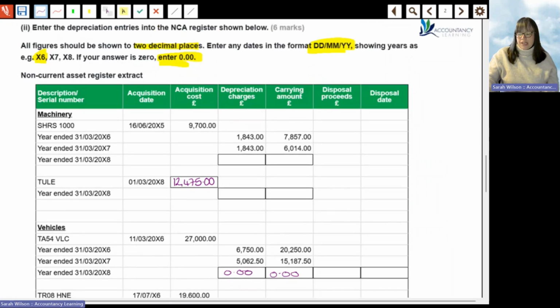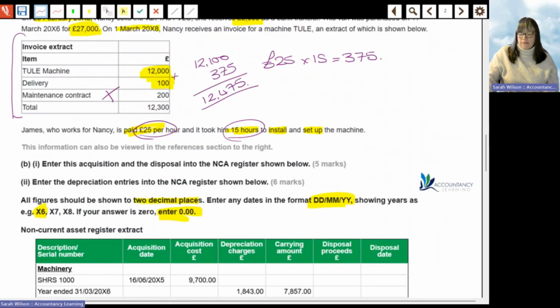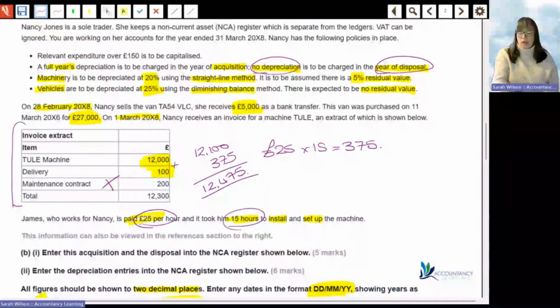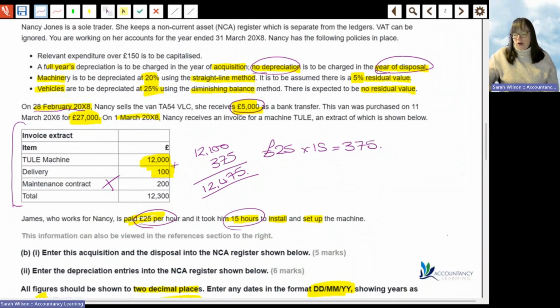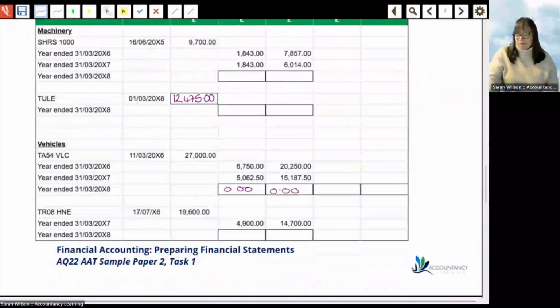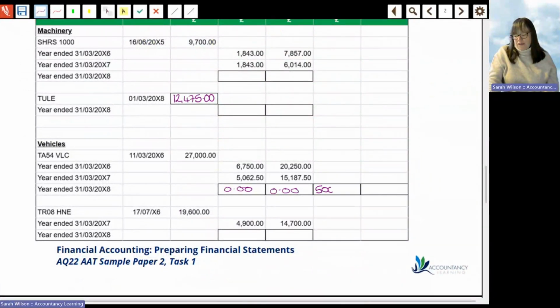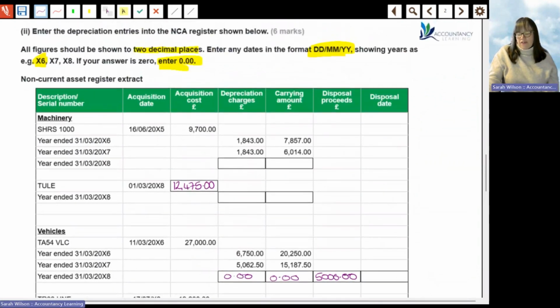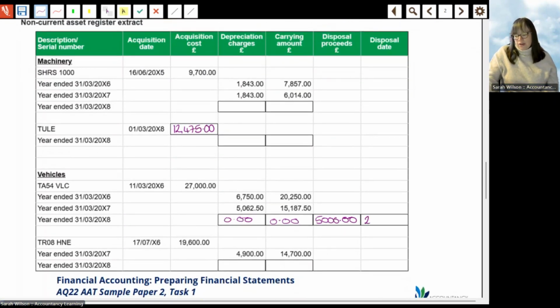Our disposal proceeds and then disposal date. We've got our date here, 28th of February 20X8, and 5,000 was the proceeds. So 5,000 for the proceeds and 28th of February. So remember our format here that we need to put it in. So 28th of February X8.